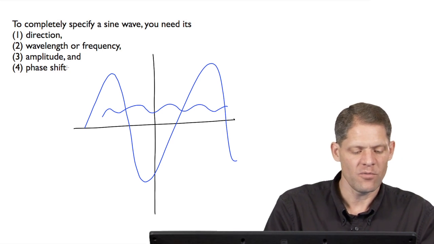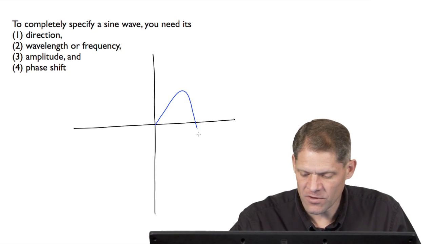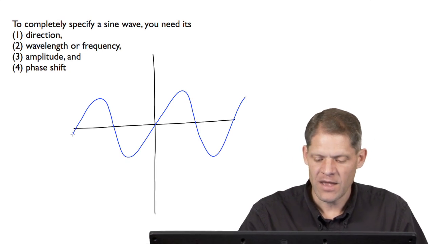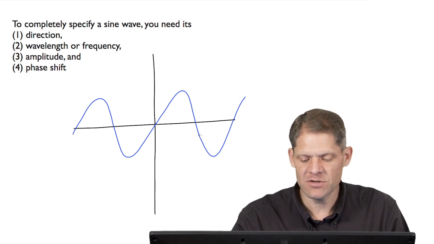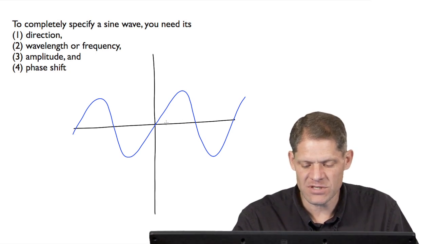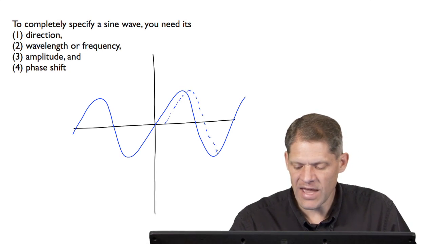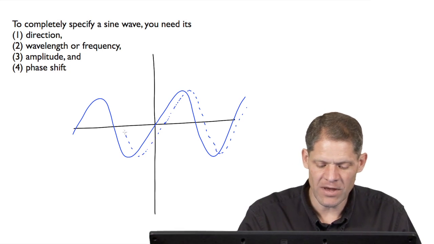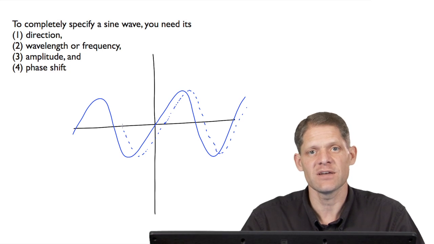And finally, we need to know the phase shift. So if one sine wave starts at the origin and oscillates like that, for instance, a phase-shifted sine wave might look just like it in amplitude and direction and frequency, but it might be shifted along the axis. And so that's a phase-shifted sine wave. So these are the four things you have to know to completely specify a sine wave.